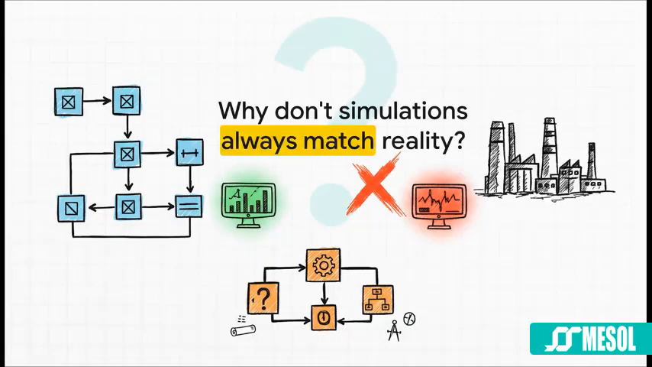Look, we've all been there, right? You spend hours building this perfect simulation, this beautiful digital twin of your plant, and then you run it and the numbers are just off. They don't line up with what the operators are seeing on the screen. It's a super common problem, and the answer, believe it or not, usually comes down to the fundamental choices you make before you even draw the first piece of equipment.